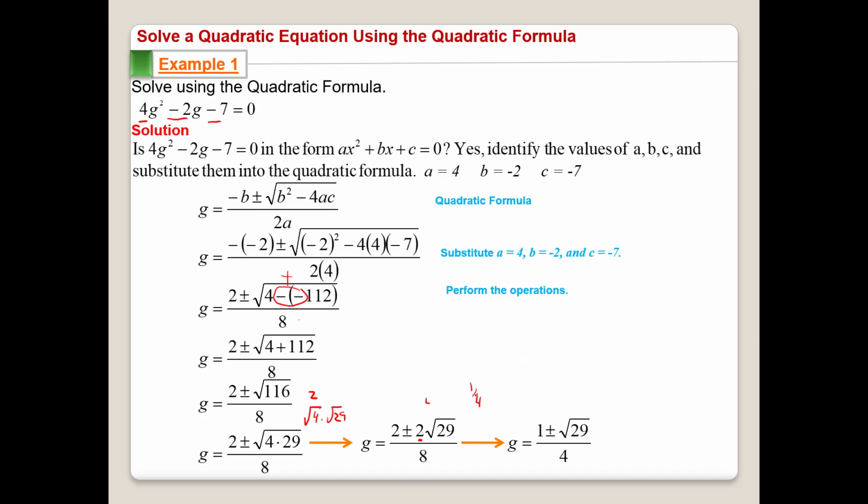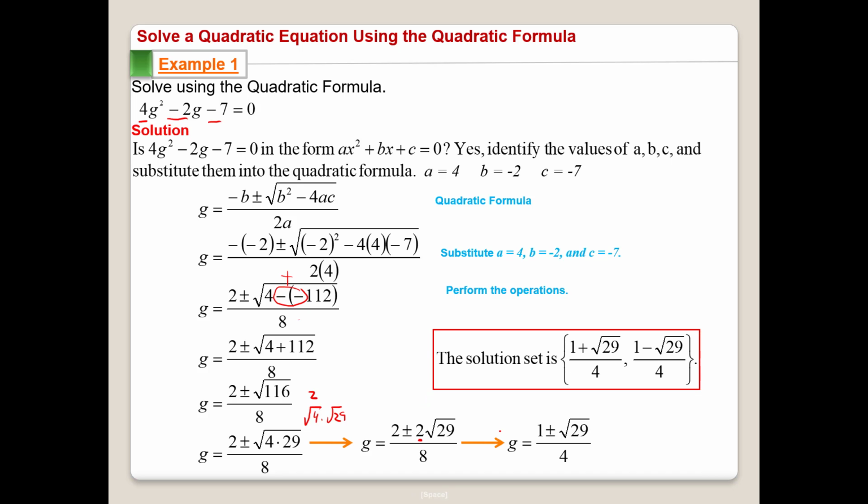And with that, the answer we should get is 1 plus square root of 29 over 4 and 1 minus square root of 29 over 4. All we did there was write out both solution sets because we have this plus and minus right there.